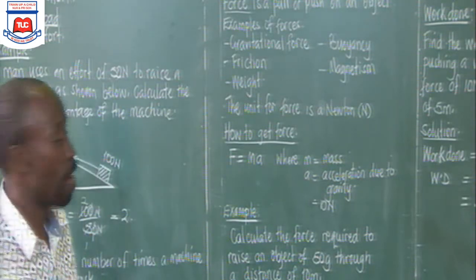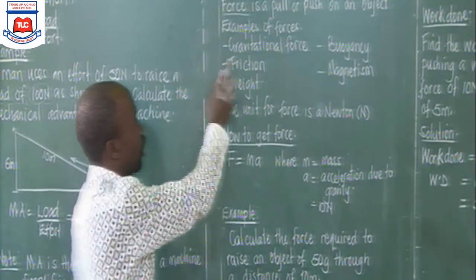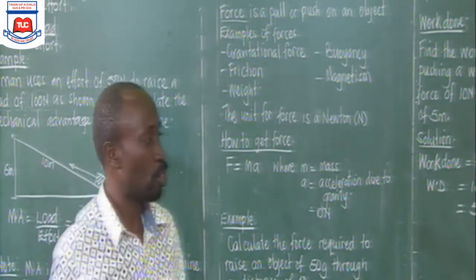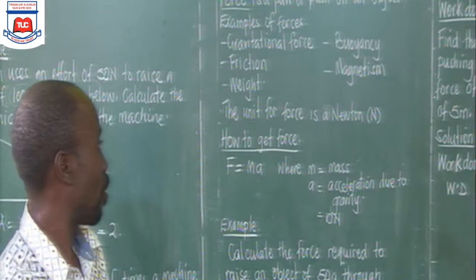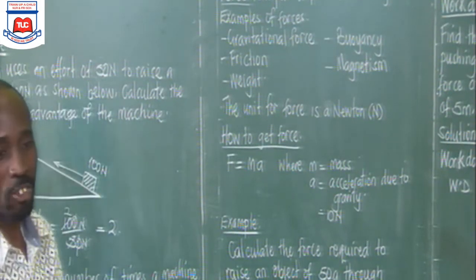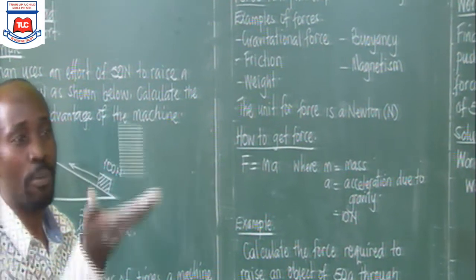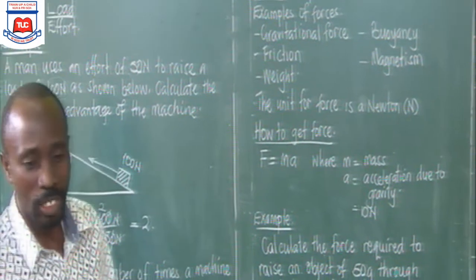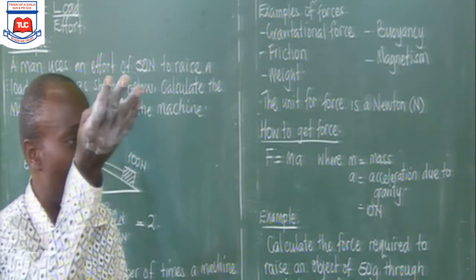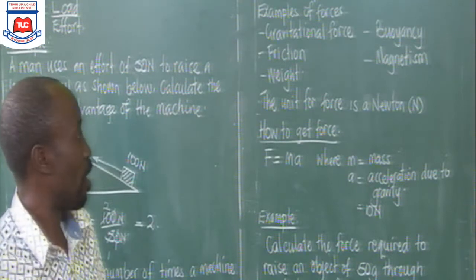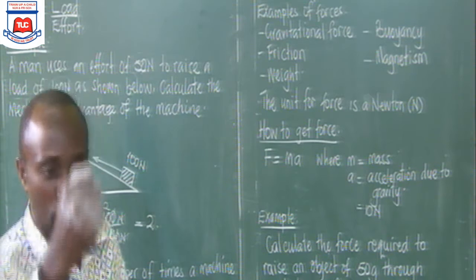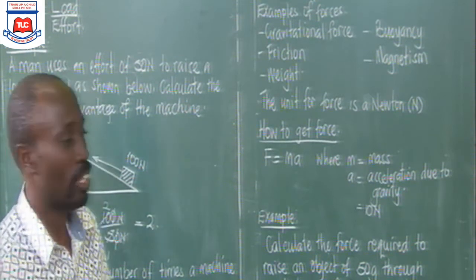We have examples here. We have gravitational force. Gravitational force is that pull towards the center of the earth. Okay, that force which pulls towards the center of the earth, if I try to throw this chalk up, it has to come down. Okay, something is pushing it back. Why doesn't this chalk, if I throw it up, why doesn't it go further? It has to come back to my hands. Reason, there is that force which is pulling it down towards the center of the earth.